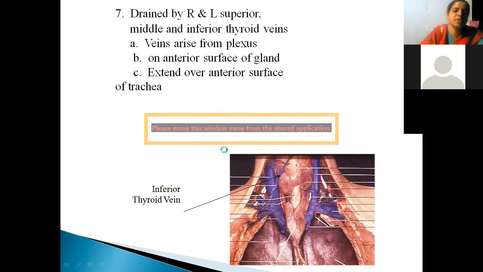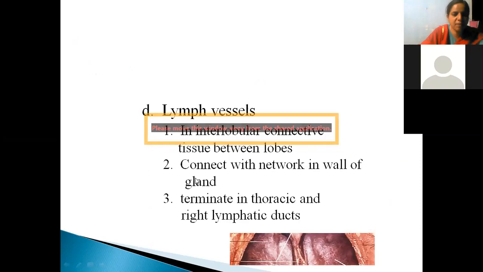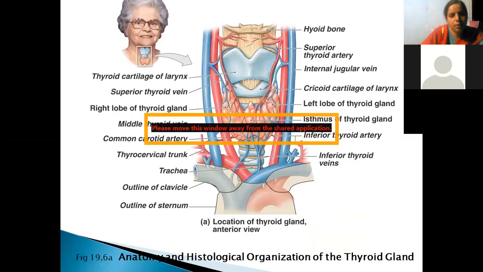Now after this, we will see the blood supply of the thyroid gland. For the blood supply of the thyroid gland, we have only two sets of arteries, the superior thyroid artery and the inferior thyroid artery. It's better you look at this picture. This is the thyroid gland you are seeing, this is the superior thyroid artery, and this is the inferior thyroid artery.